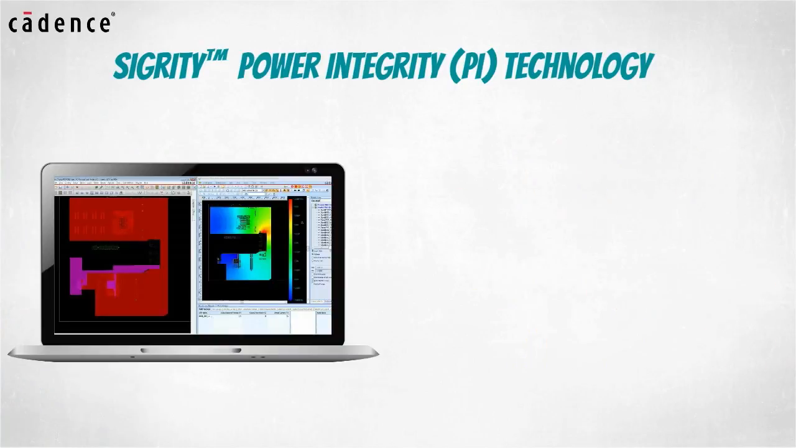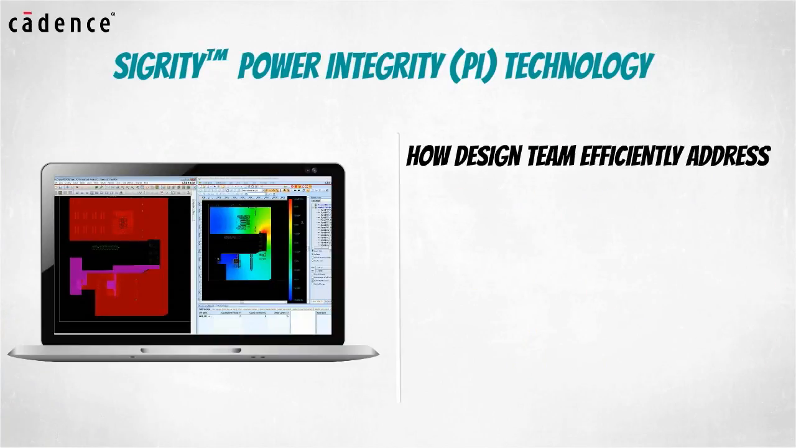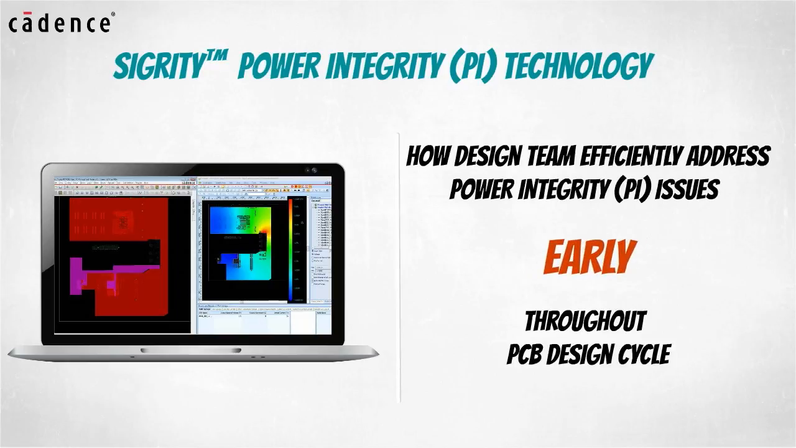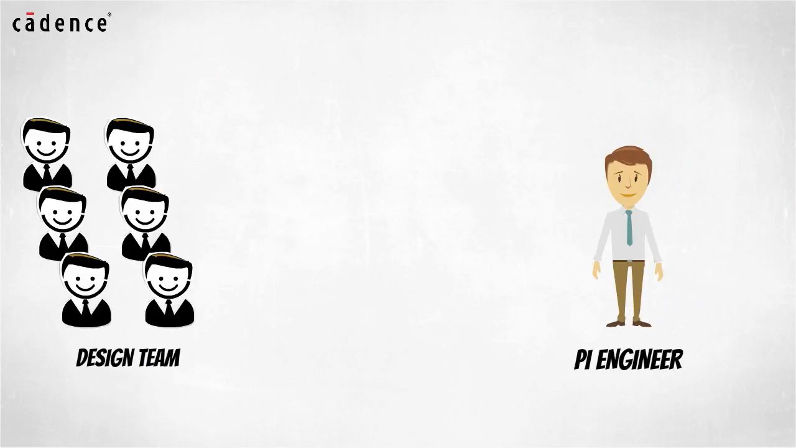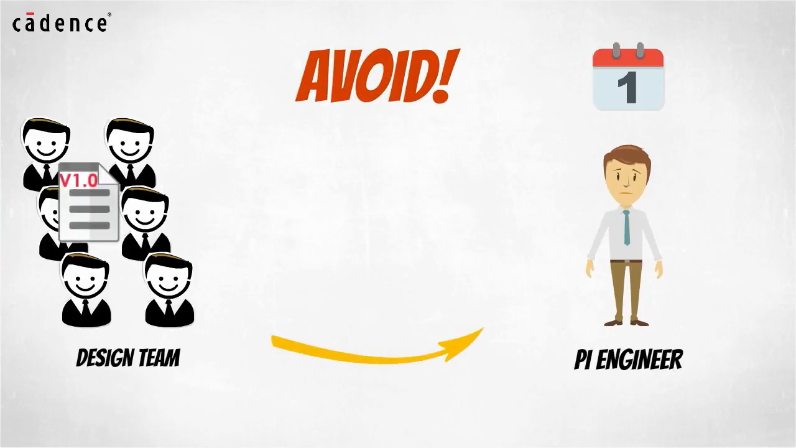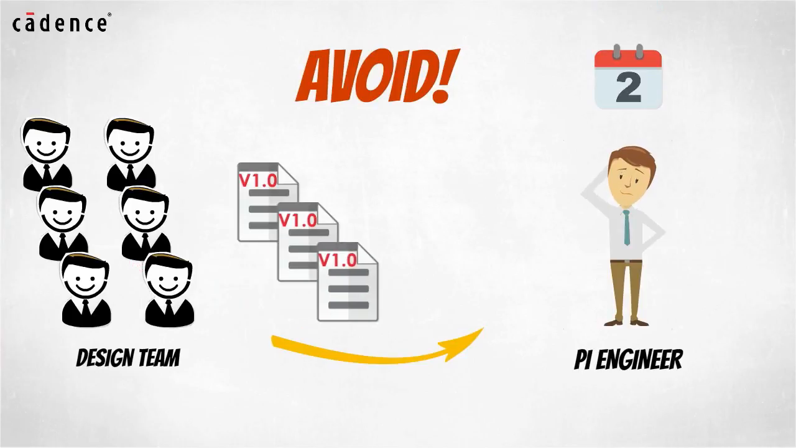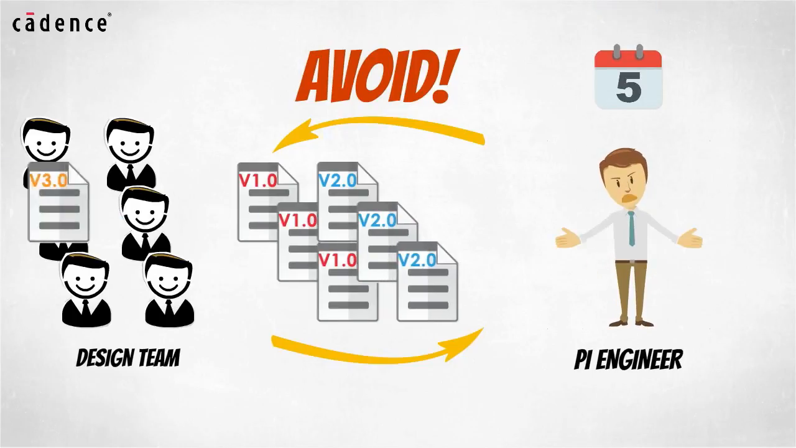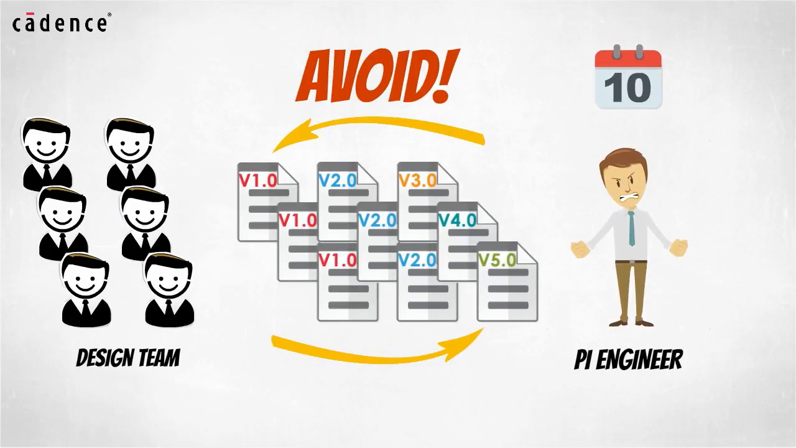Our video today will show you how your design team can efficiently address power integrity issues early and throughout the PCB design cycle. Design teams following our suggested methodology can avoid wasting days or even weeks in delays due to multiple design iterations with overburdened power integrity engineers who face analysis overload between new designs to review in addition to designs that have been reworked one or more times to address PI issues.